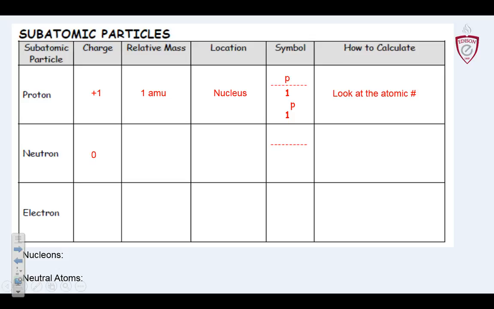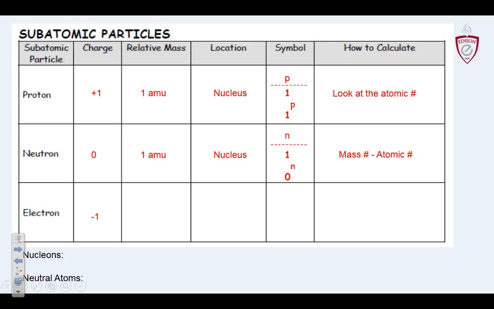Neutron: charge is 0. Mass, 1 AMU, just like the proton. Again, just like the protons in the nucleus, they are nucleons. 2 symbols, little n, or little n with a 1 and a 0. And the 0 is, of course, no charge. How do I calculate them? I'm going to take the mass number and subtract the atomic number to calculate how many neutrons there are. We are going to get to this, don't you worry.